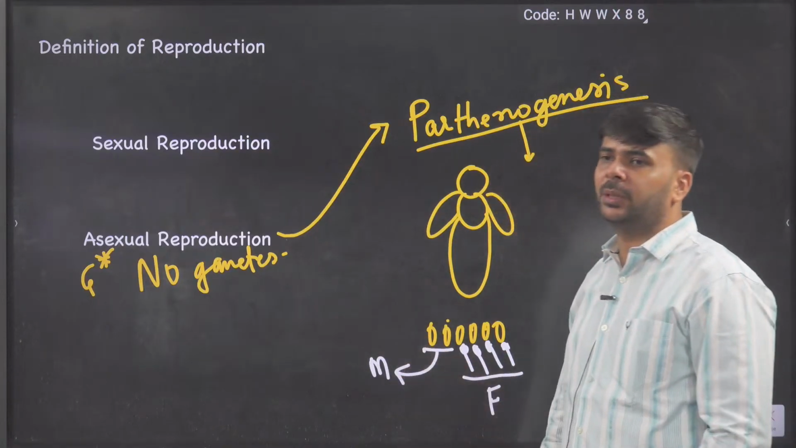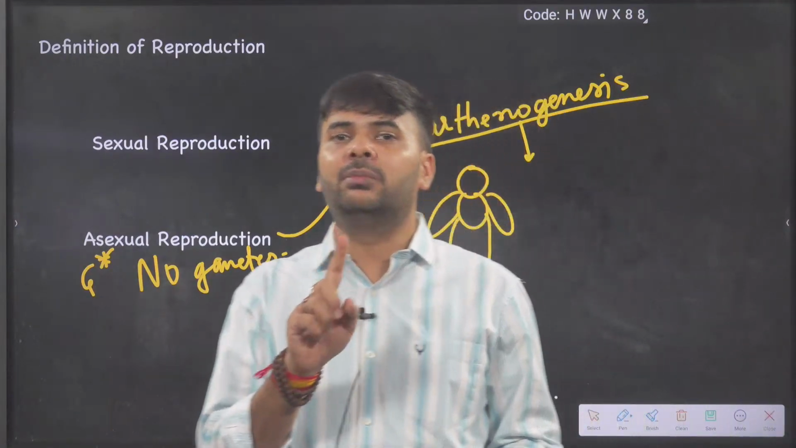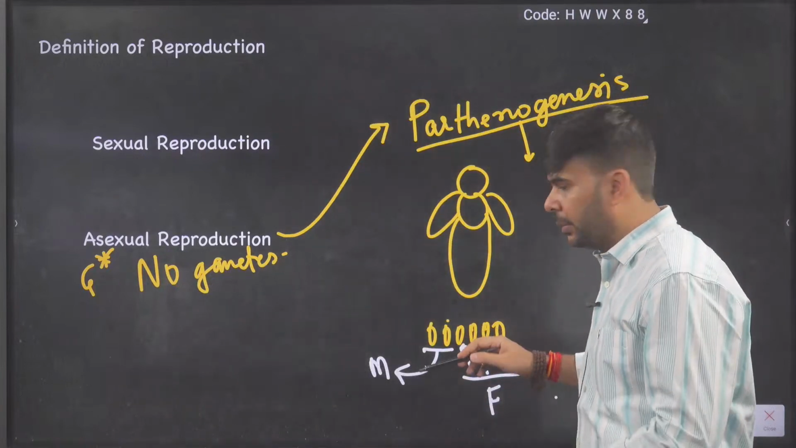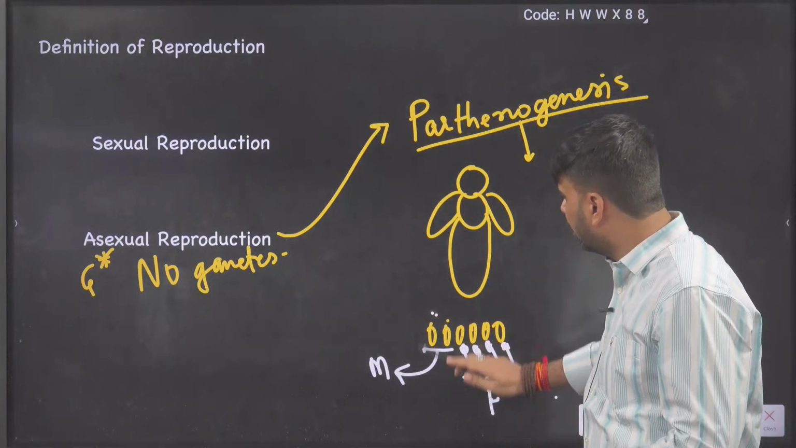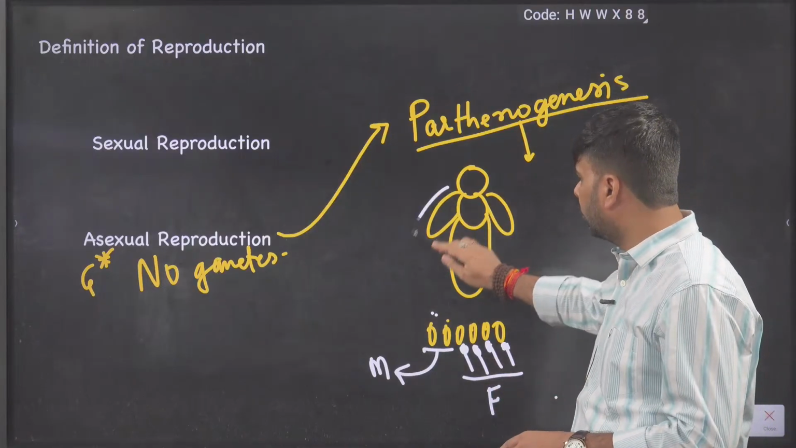Male is the result of parthenogenesis. Here only the female gamete is required. Listen everyone, here gamete is involved.